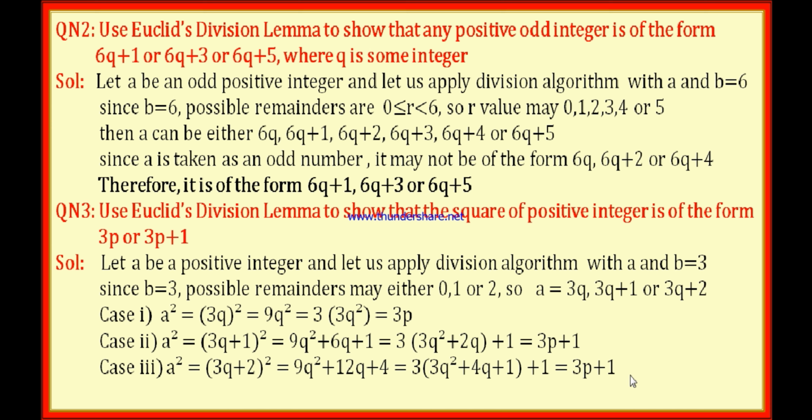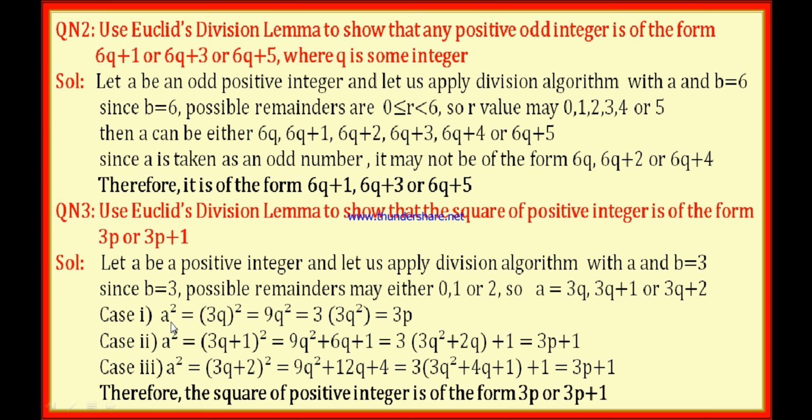then the whole thing is in the form of 3P plus 1. Therefore, in all the 3 cases, the square of this integer, A square, is in the form of either 3P or 3P plus 1. You see, the square of a positive integer is in the form 3P or 3P plus 1.